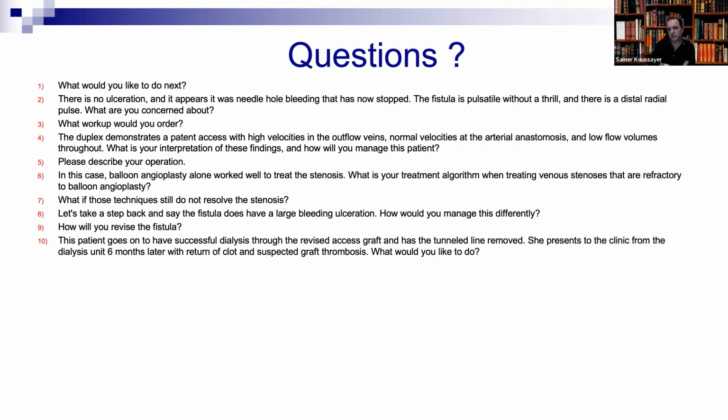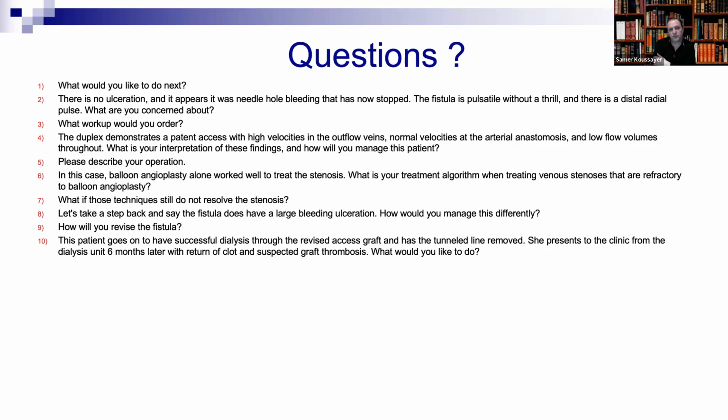She presented to the clinic from the dialysis unit 6 months later with return of clot and suspected graft thrombosis. What would you like to do? So she came with a thrombosed graft. I will do an open thrombectomy of the graft. Fistulogram to assess for proximal stenosis or obstruction again, and deal with it. If there is stenosis or obstruction, we'll do venoplasty again.